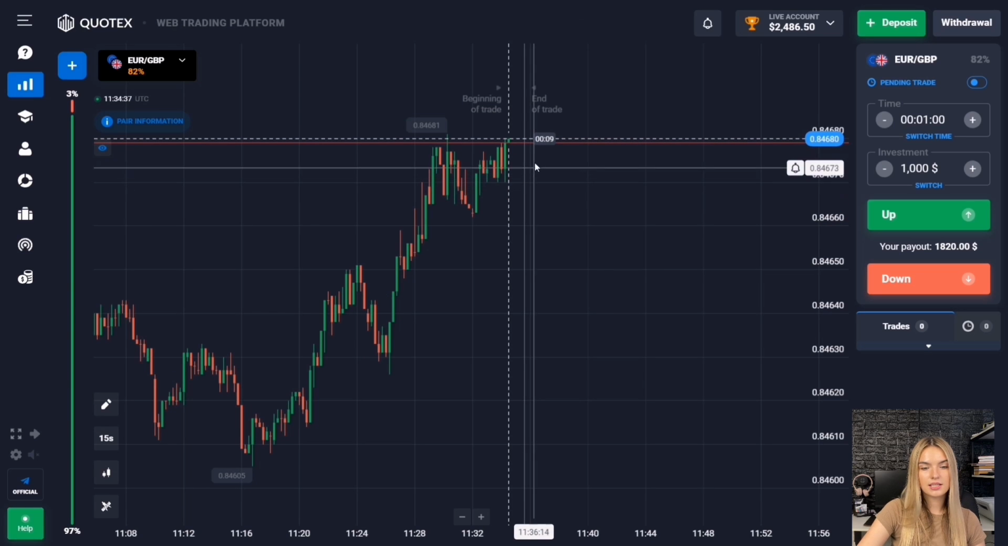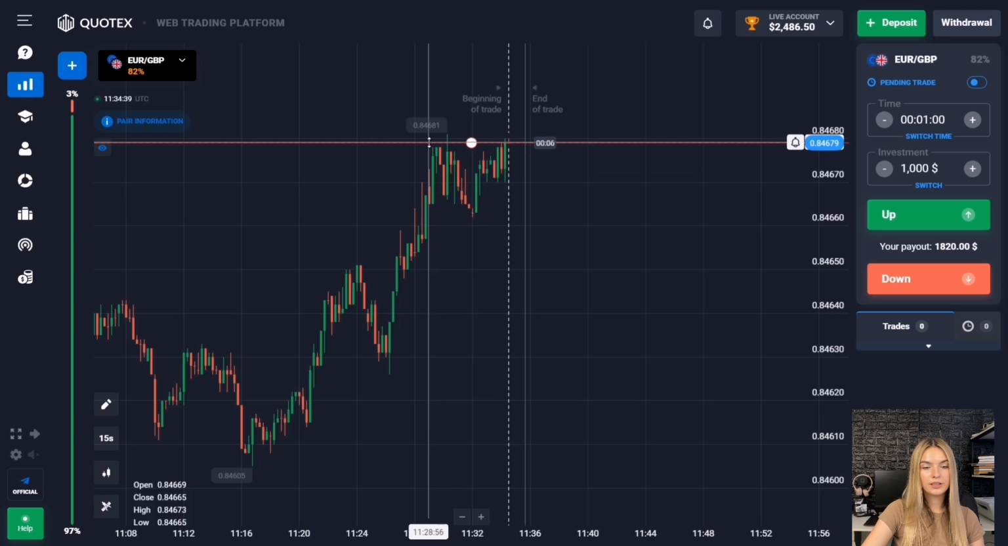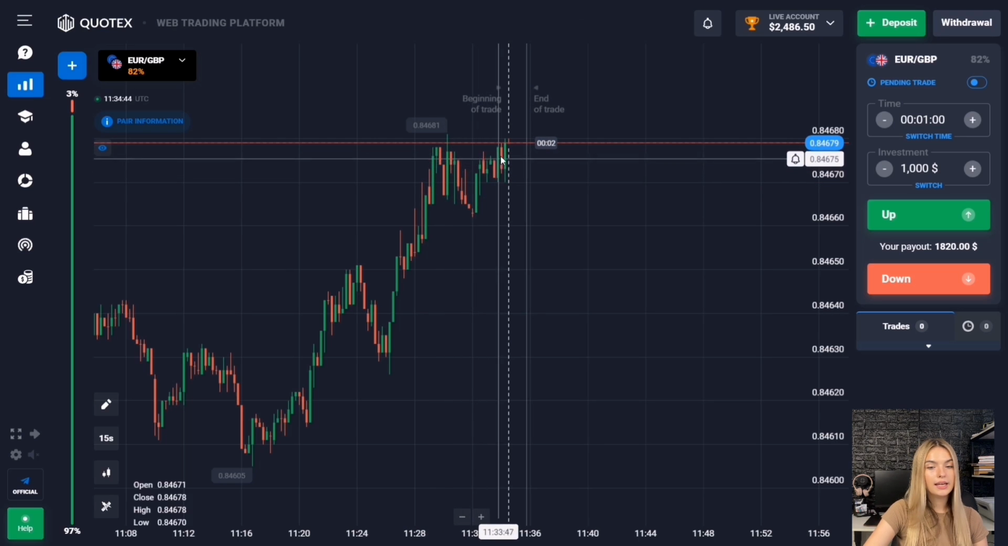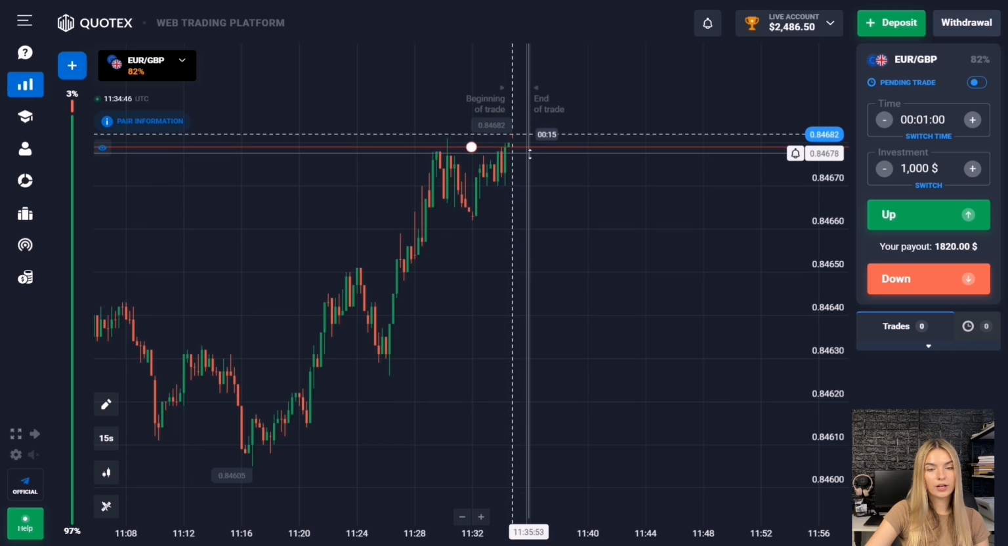Here we have a resistance level, and we also see that after the pullback the price approached our level again and some kind of compression occurs. In this situation I suggest opening a deal for 1 minute to increase.